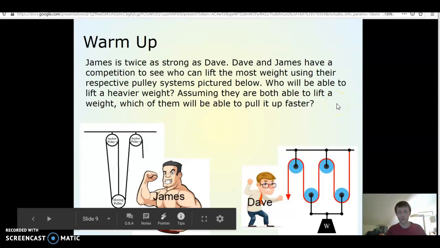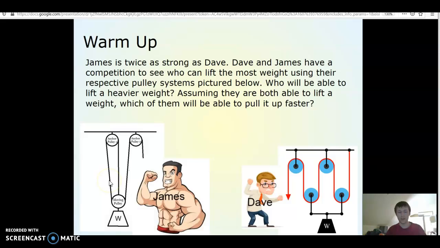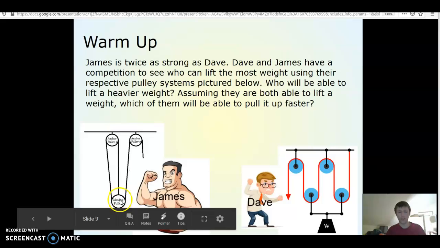Next, we count the number of ropes. This system has 1, 2, 3, 4 moving ropes connecting these two movable pulleys. Therefore, this has a mechanical advantage of 4. James has a mechanical advantage of 1, 2, 3. This is called a block and tackle system, where one rope connects to your moving pulley in the center, but still is a moving rope that runs through this anchor and then through the pulley itself. So this is a 3-to-1 system. This has mechanical advantage of 3.